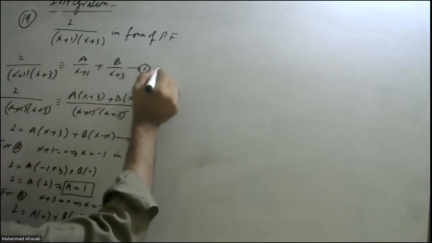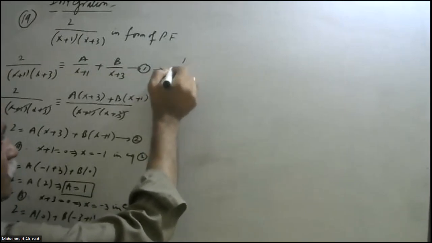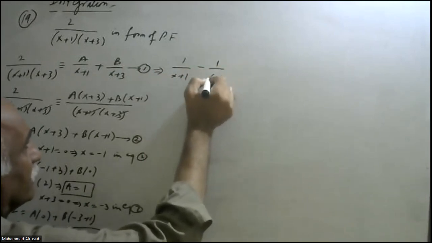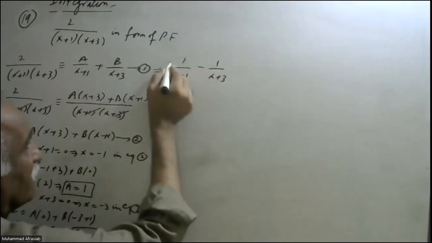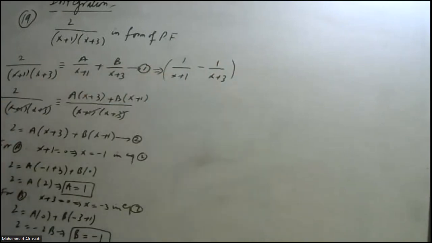So now we got the values of a and b and now we will put them in equation 1. So a is equal to 1 over x plus 1, b value is minus 1. So the partial fraction for this expression is equal to 1 over (x plus 1) minus 1 over (x plus 3), which is the answer for this partial fraction.